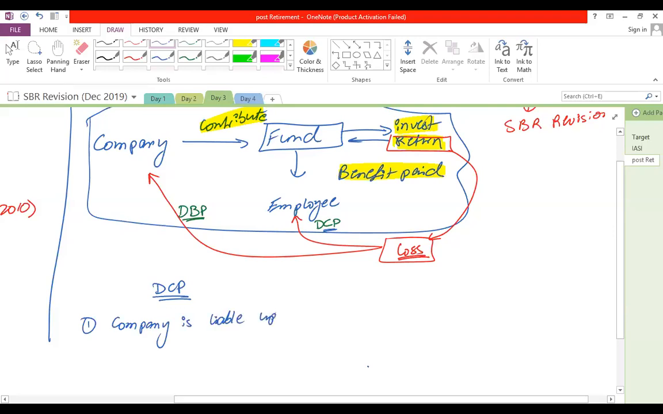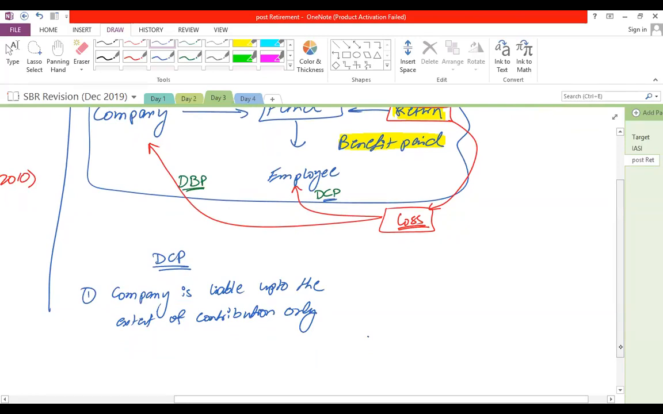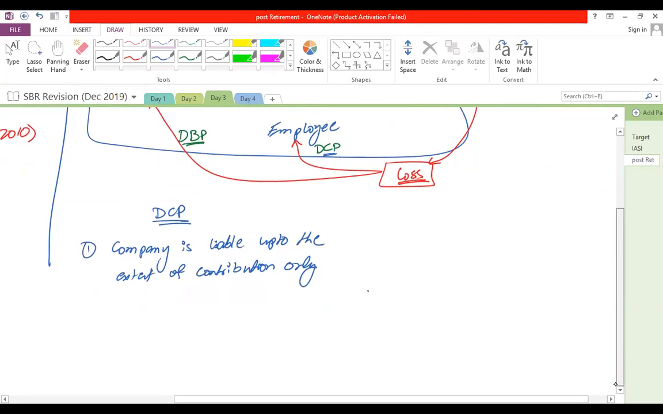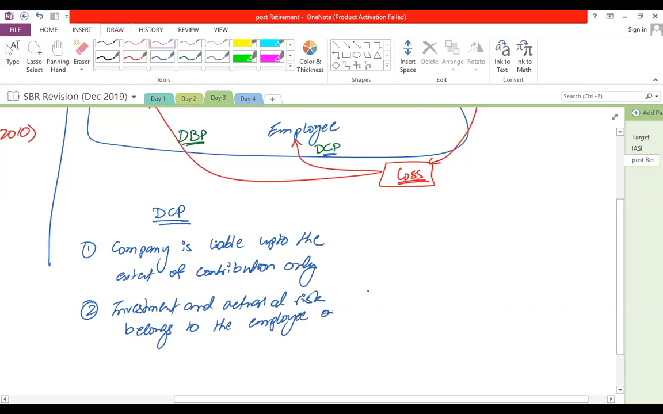up to the extent of contribution only. Once the company has contributed, the company has no further legal or constructive obligation. Then we are going to call that a defined contribution plan, which also means that investment and actuarial risk belongs to the employee or the third party. The company is never going to bear the investment or the actuarial risk.